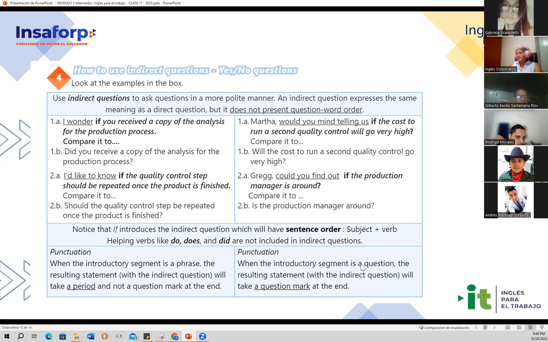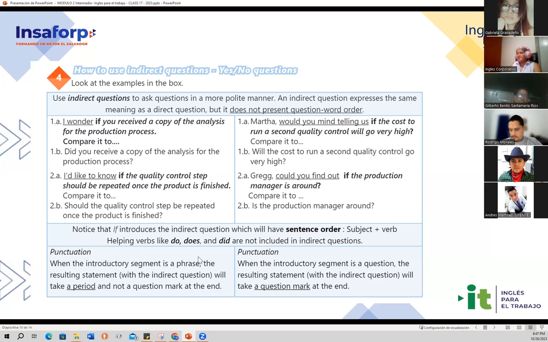When the introductory segment is a question, the resulting statement with the indirect question will take a question mark at the end. Okay. So it's making a difference, right? The one on the left doesn't have the question mark, and the right side has the question mark.